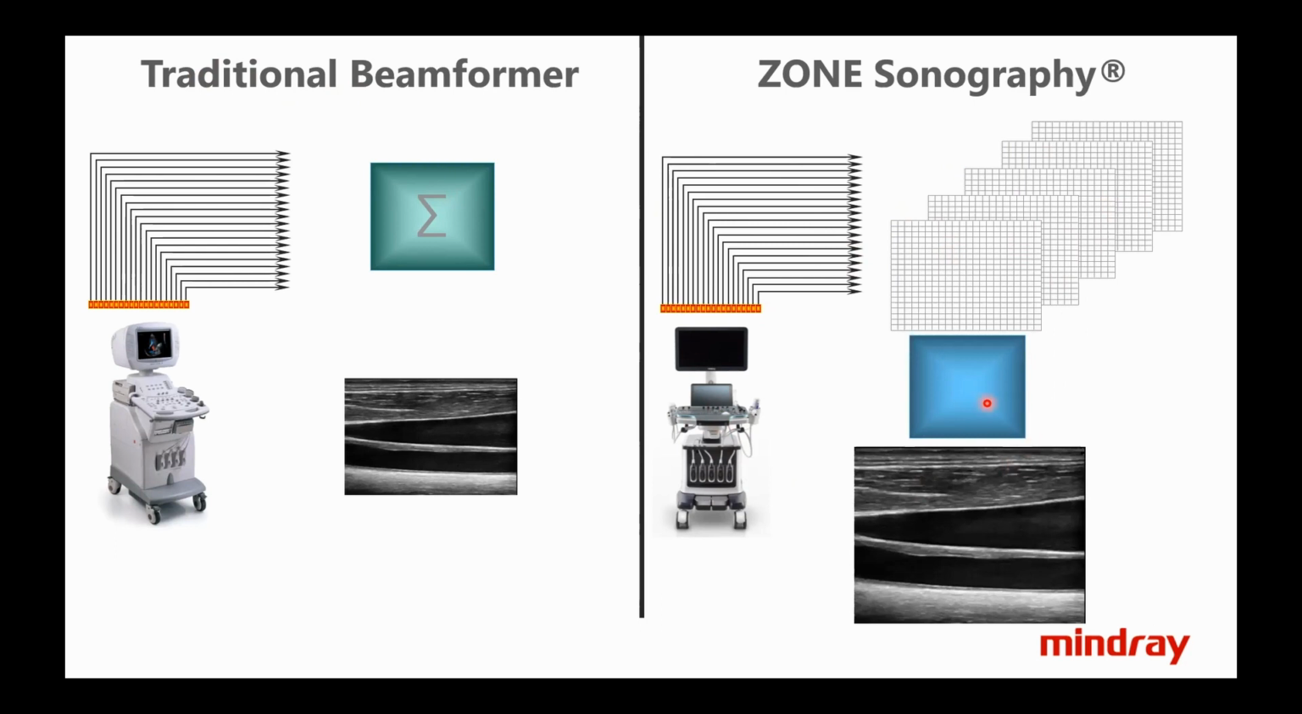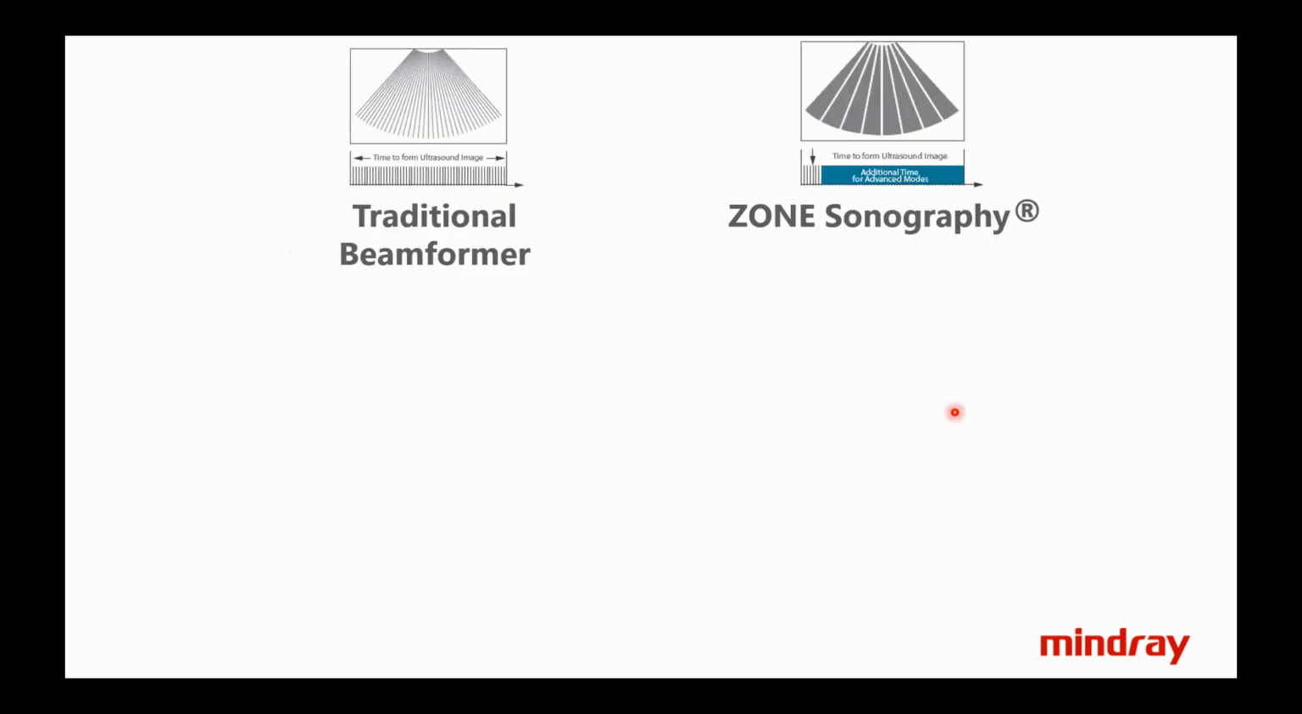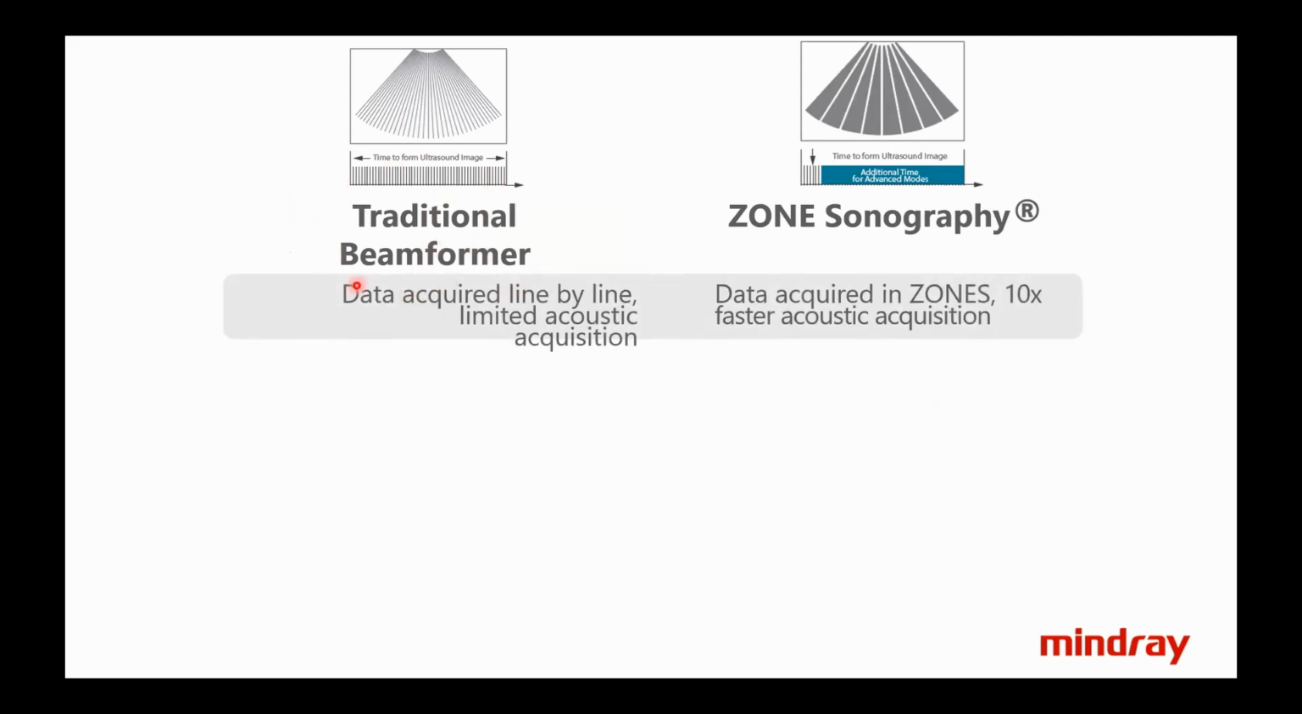You can see here the resolution. So which is better? The resolution here or here? Of course, when we use zone sonography, it will be better because it works zone by zone, not line by line. Here is the traditional beamformer, the old one, and zone sonography is the new one.